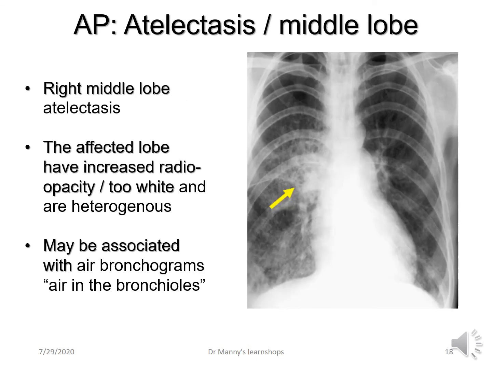Here's an example of middle lobe atelectasis. The middle lobe is atelectatic. It's affected the middle lobe. You can see increased whiteness and patchiness in the right middle lobe. This is heterogeneous. It can be associated with air bronchograms, which is just air in the bronchioles, which typically you don't see in a normal chest X-ray. We only see it in the trachea, the carina, and the primary bronchi.